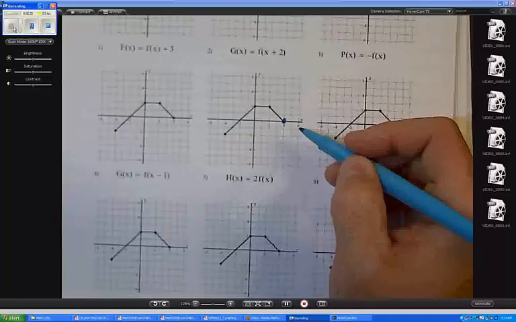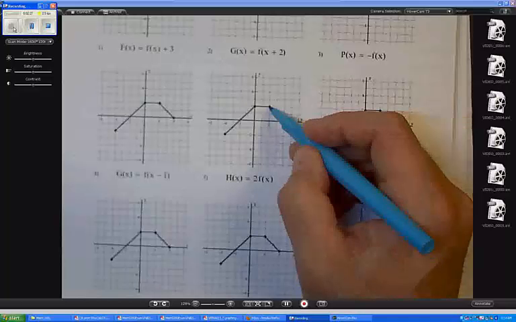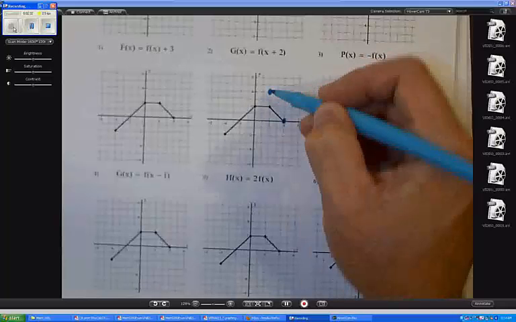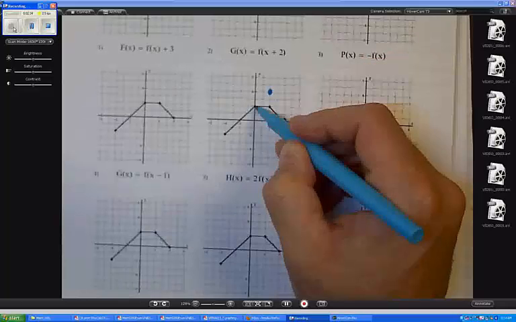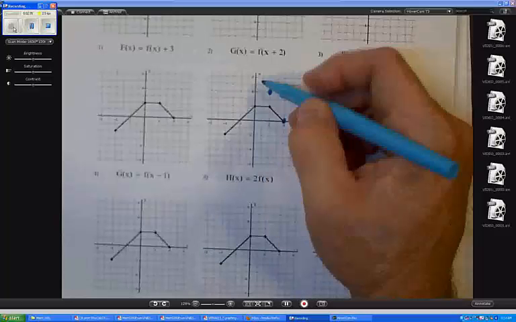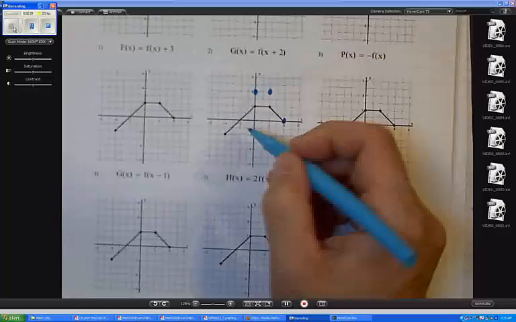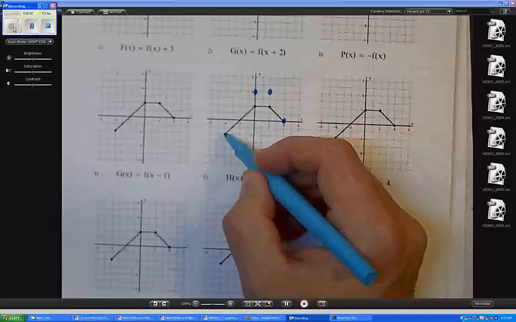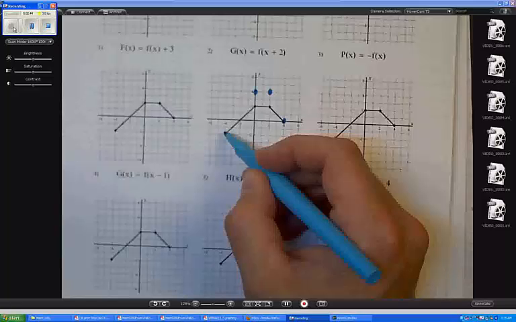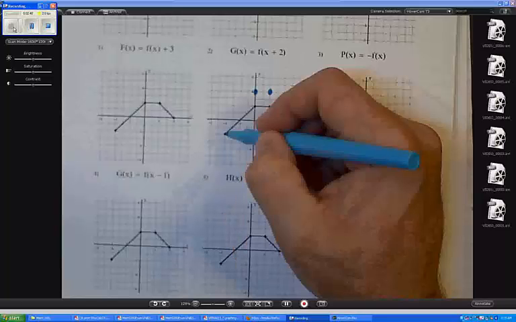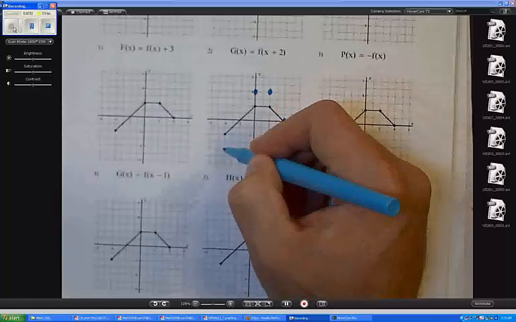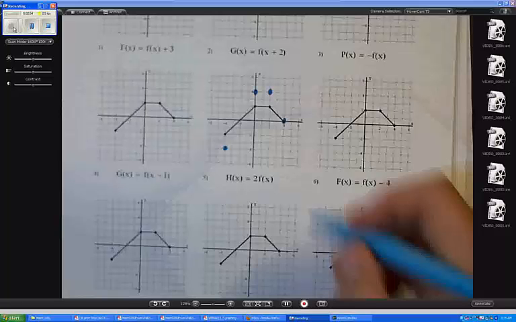What about here? Here's 2, 2. Where should that move to? That should move up to 4 for the output. How about here? 0, 2 should move to 0, 4. Now this one's interesting, I think. What about here? When I put in a -4 and the output's -2, where should I put that now? I think it moves down. It was at -2, so now it's down to -4. Do you see that? Look what the picture looks like now.